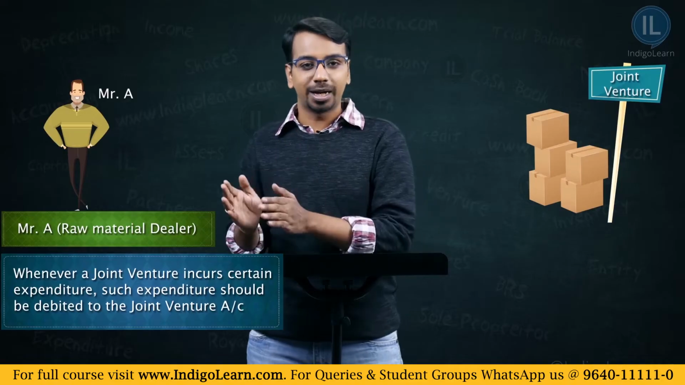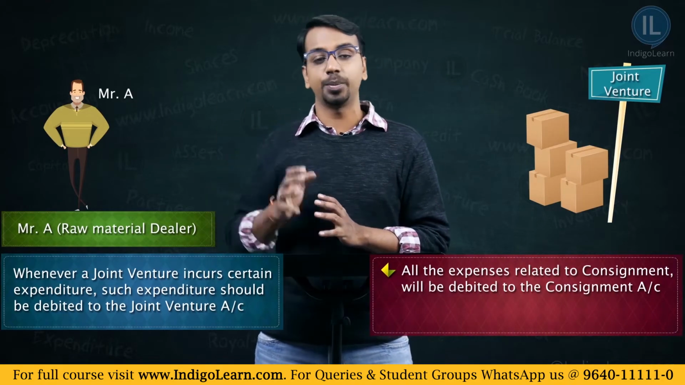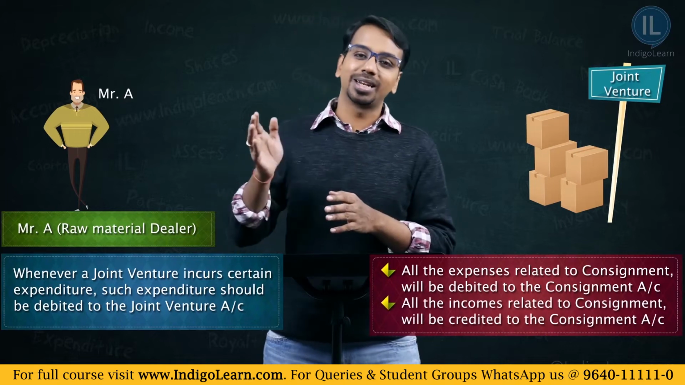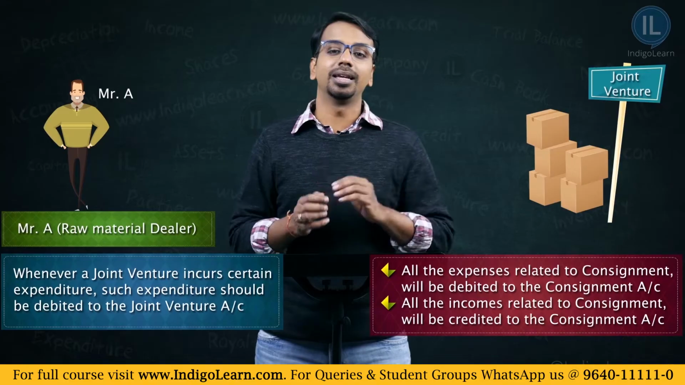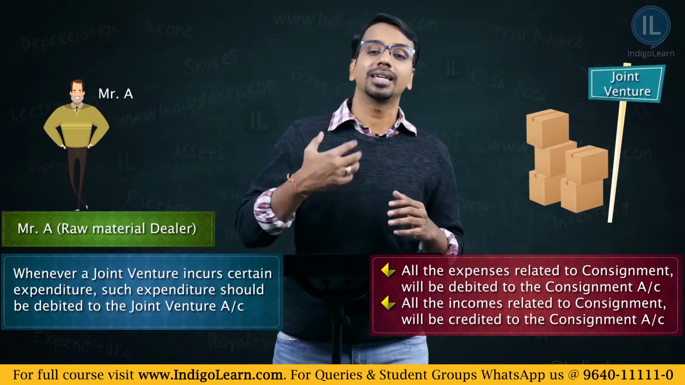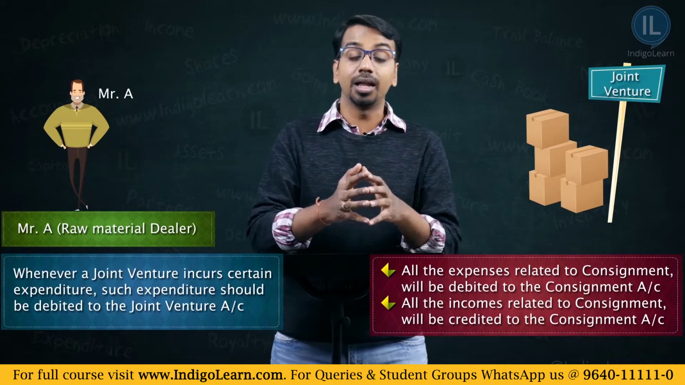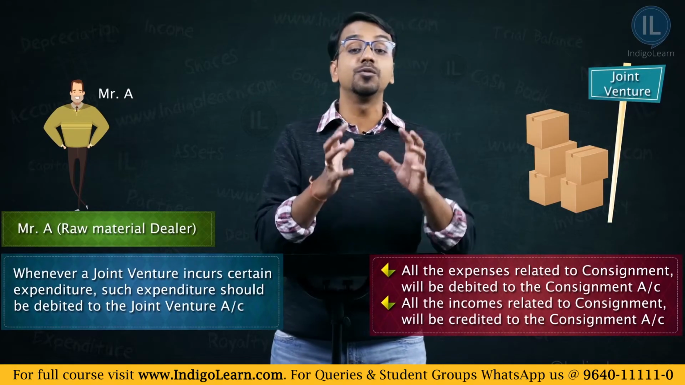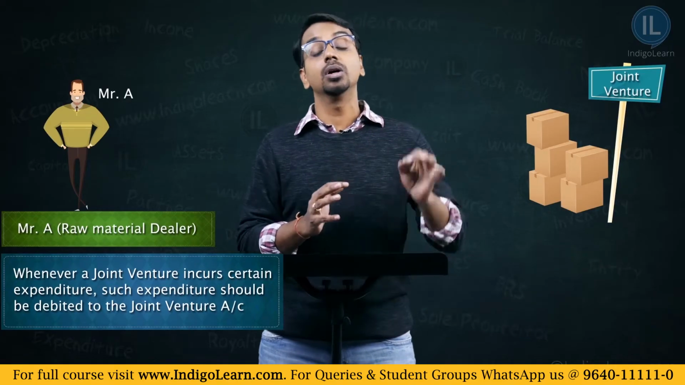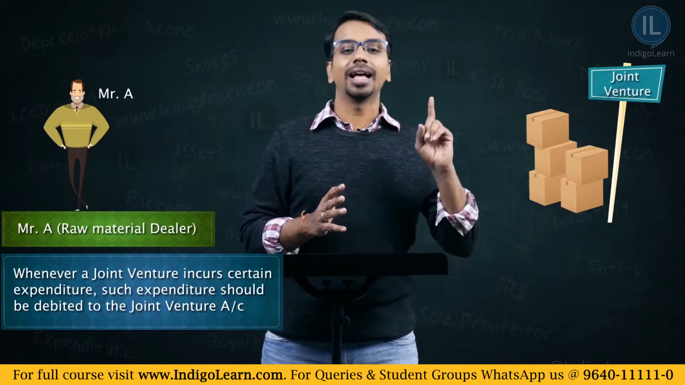Like we did in the consignment accounting, all the expenses related to consignment we debited to consignment account, all the incomes related to consignment we credited to the consignment account. Similarly, in the joint venture, whenever there is an expenditure, for example, Mr. A has supplied the raw material. Now that raw material will be used in the production or in the construction activity, which will become an expenditure. So that expenditure will be debited to the joint venture account.